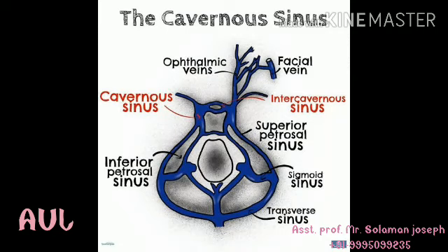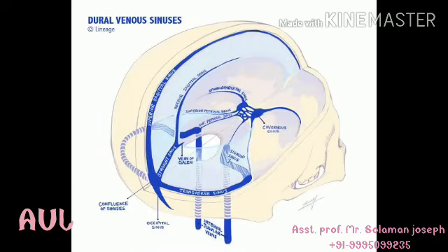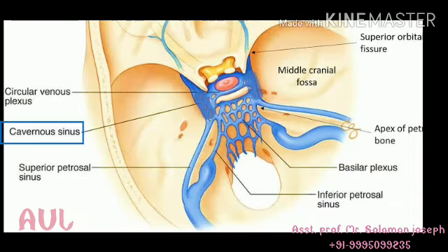So what are the dural venous sinuses? The dural venous sinuses are intracranial venous channels found between the endosteal and meningeal layers of dura mater. These venous channels are responsible for the drainage of venous blood from the brain and meninges to the internal jugular vein. The dural venous sinuses are valveless, which allows for the bidirectional flow of blood.